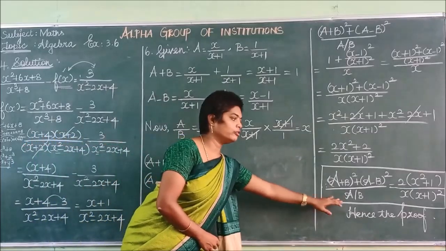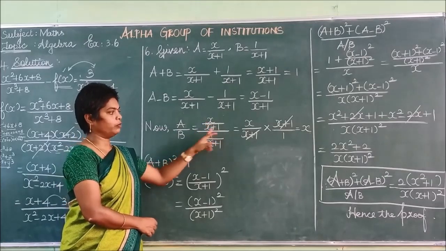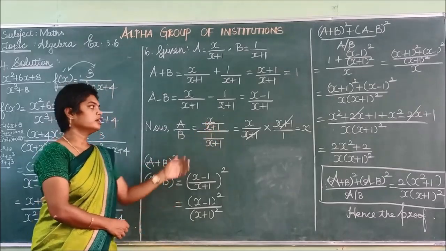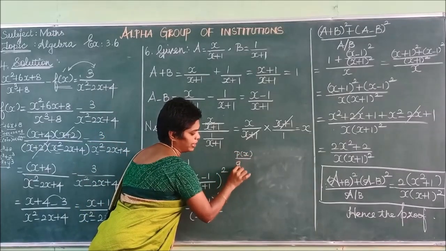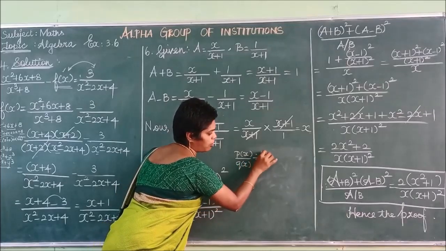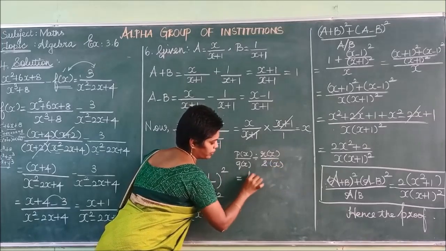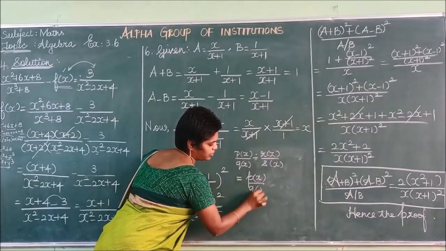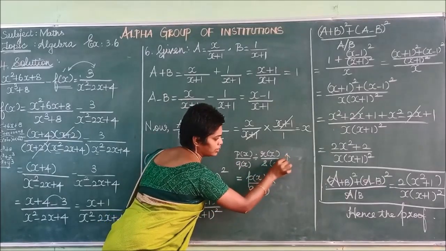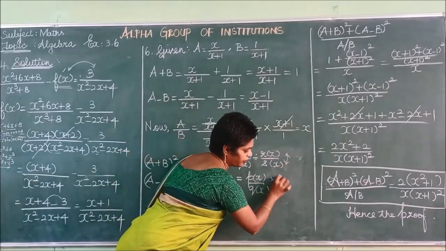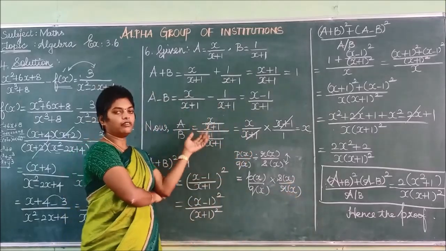Then find the value of a by b. So what is our a by b? a is x divided by x plus 1, b is 1 divided by x plus 1. So you know already one formula: p of x by q of x divided by r of x by s of x is equal to p of x by q of x, the first term not getting changed. For the second term, if you change the sign, it gets reciprocal. Reciprocal means s of x divided by r of x. So the same format here we are changing.